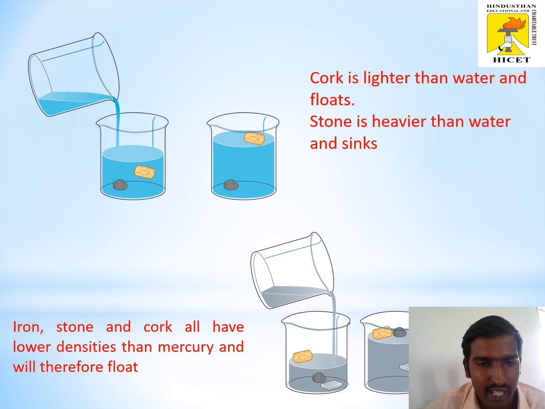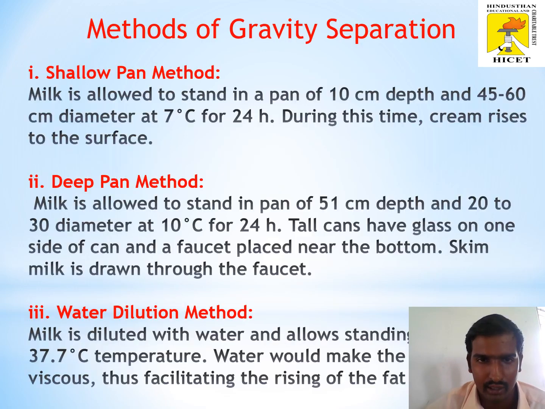Here an example is iron, stone and cork, which all have lower densities than mercury, and therefore they are floating. You can see the picture. The mercury has a higher density, and iron, stone and cork have a lesser density, so that's why they are floating. So this is an example for the gravity method.